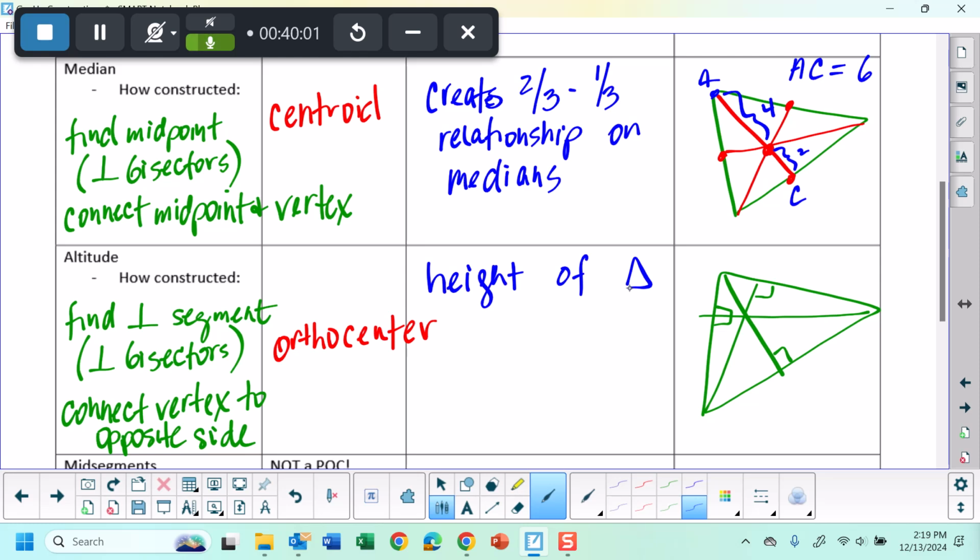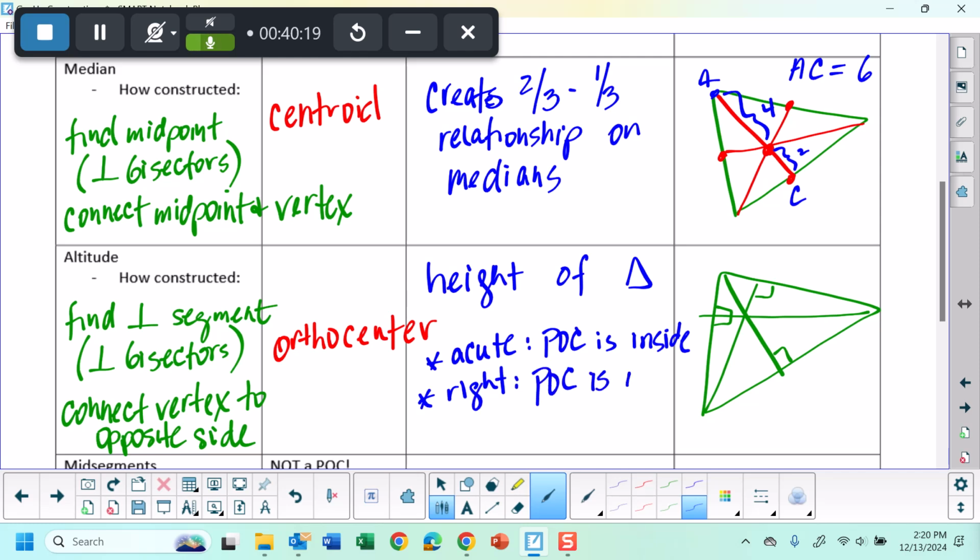One of the other interesting things is if you have an acute triangle, your point of concurrency is inside of the triangle. If you have a right triangle, your point of concurrency is on the triangle. If you have an obtuse triangle, your point of concurrency is outside of the triangle. And that makes some funky pictures for sure.